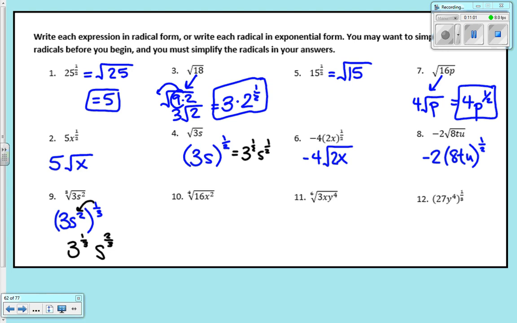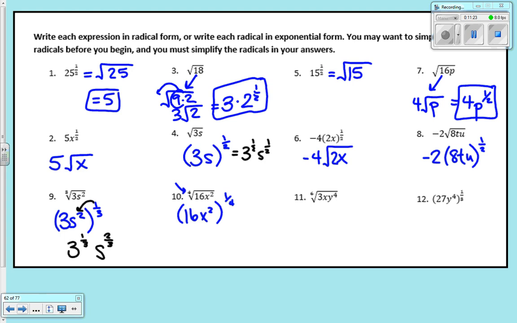Okay. All right, number 10. Let's try to simplify this first. Okay. The 4th root, actually, no, I'm not even going to do it. We're not going to worry about it. So I've got 16x squared, and it is all being raised to the 4th power because it's got a 4th root here, index of 4.